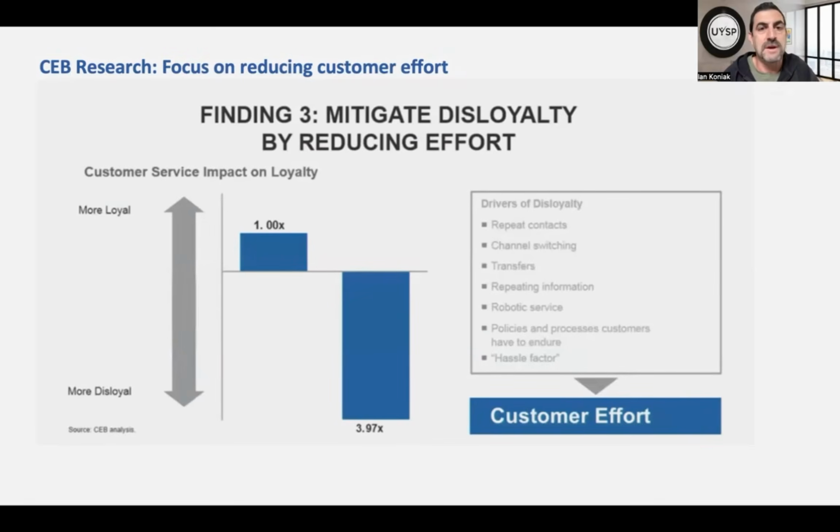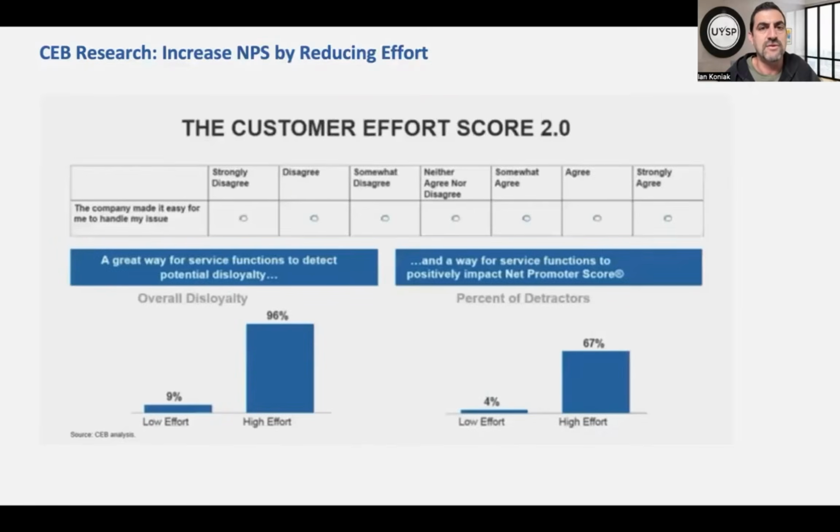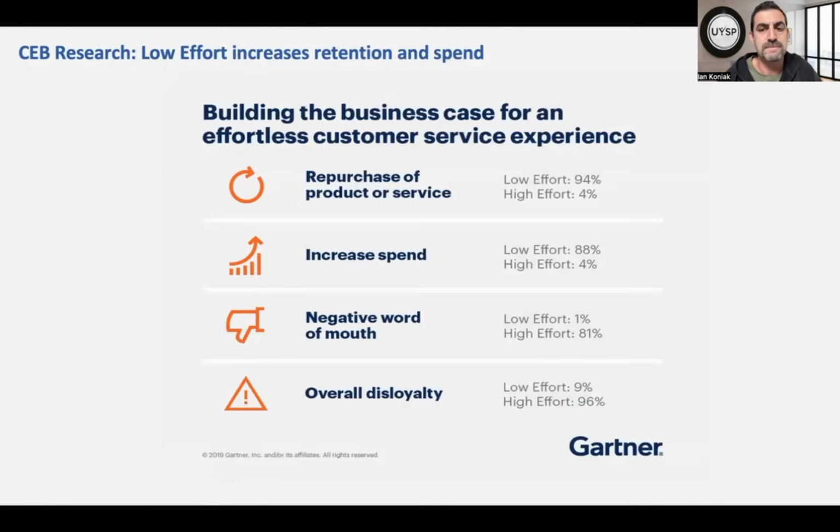Think about Amazon, how easy it is to return a product. Everyone's loyal because it's easy to work with them. The drivers of disloyalty are the things you're doing. It's the channel switching, the robotic service, the hassle factor. Literally, the things you're investing in are the things that are driving disloyalty. And if you want to increase NPS, the best way to do it is to actually reduce effort. And people that make it easy to handle the issue are the ones that have the best customer retention.